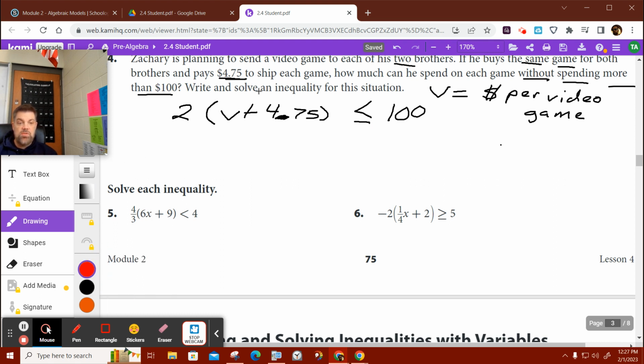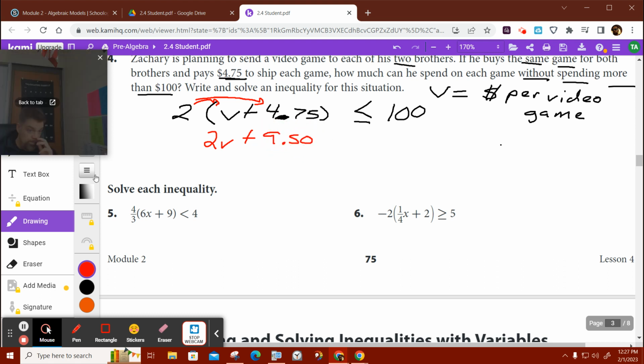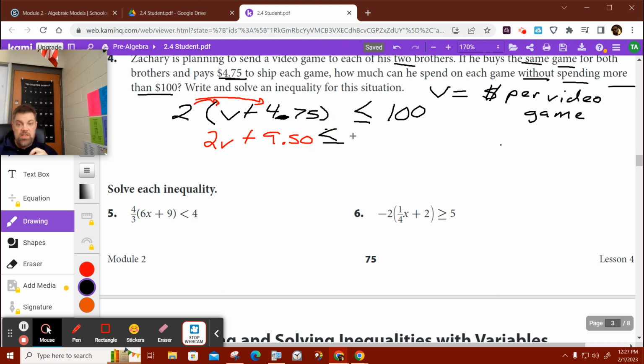And now what we need to do is just solve. So we're going to distribute the 2 through the parentheses. What's 2 times V? Yep, 2V. Now put on your thinking caps. What's 2 times 4.75? 9.50. So far, so good. And all of that is less than or equal to 100.